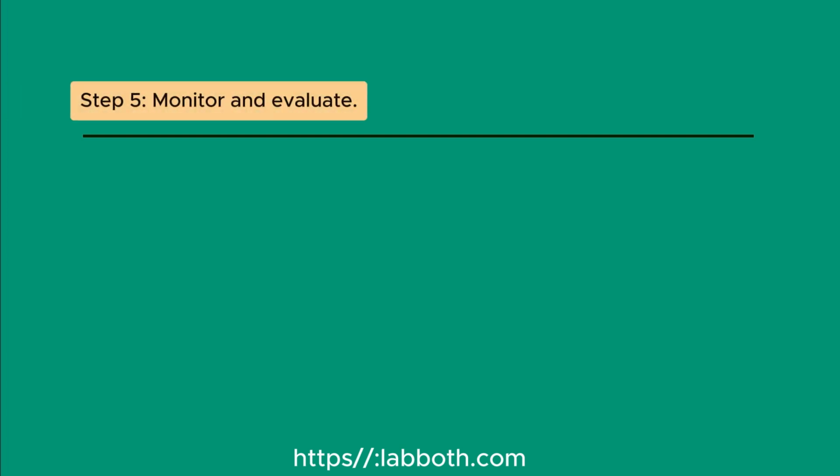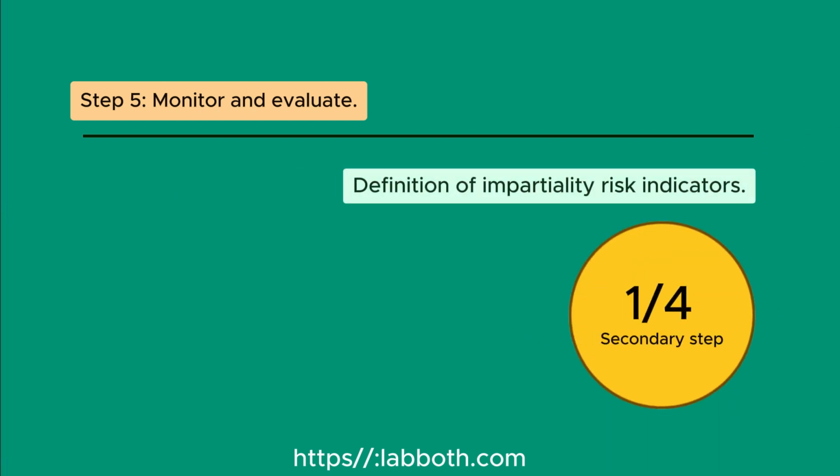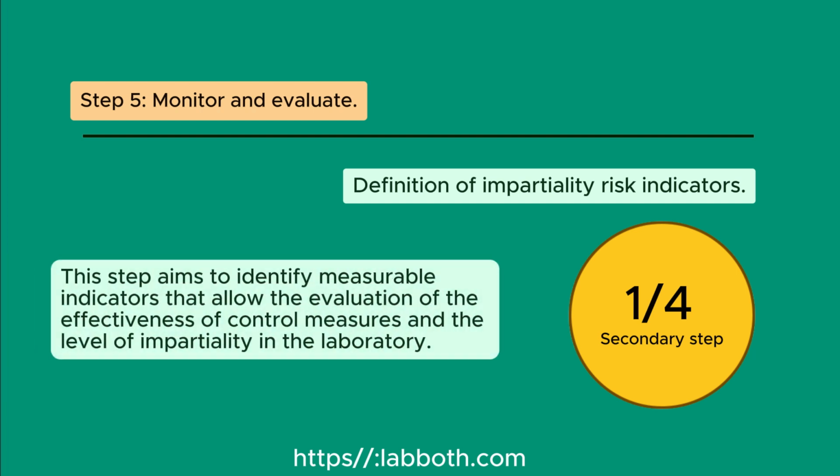Step 5: Monitor and evaluate. We outline the secondary steps within this stage so that you can build a process for continuous monitoring and evaluation of impartiality risks. Definition of impartiality risk indicators. This step aims to identify measurable indicators that allow the evaluation of the effectiveness of control measures and the level of impartiality in the laboratory.